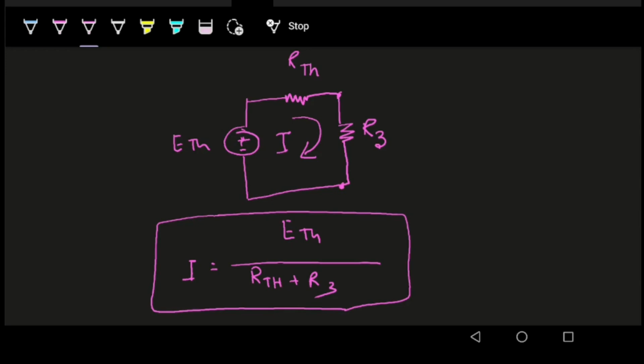This may not look very significant at this moment, but in a later video I'll show that Thevenin's theorem is really helpful in solving complex circuits consisting of multiple sources or circuit elements.